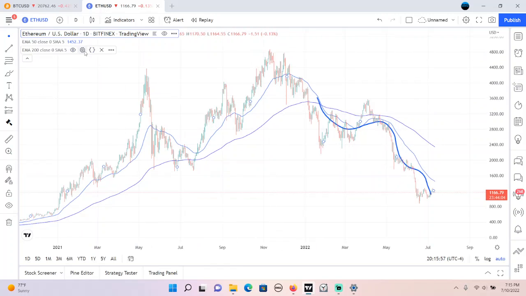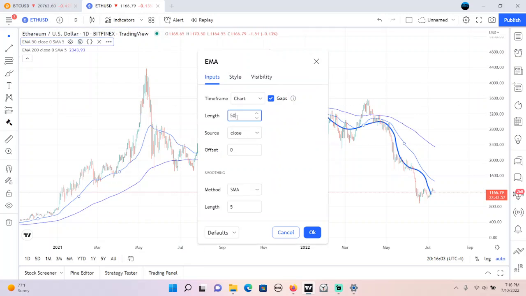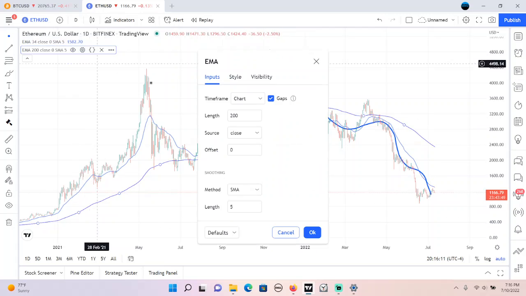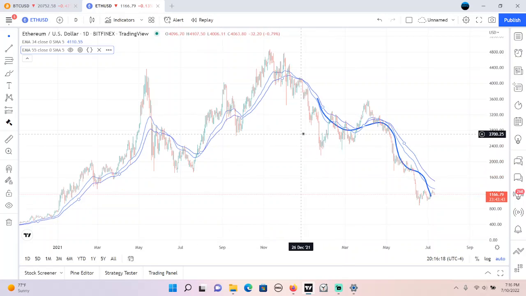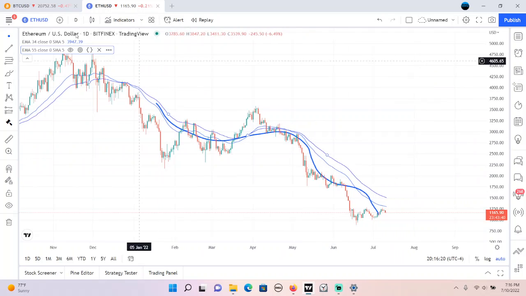Lots of people like to use Fibonacci numbers for moving averages. Say like 34 and 55. They also give you good ideas of trends.